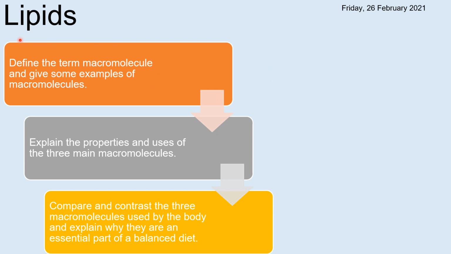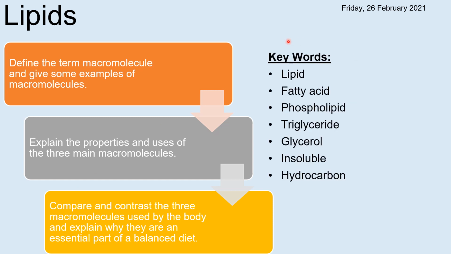So the learning objectives are the same as last lesson for the carbohydrate lesson, but we'll go through them just quickly. So bronze is to define the term macromolecule and give some examples of macromolecules. Silver is to explain the properties and uses of the three main macromolecules. And gold is to compare and contrast the three macromolecules used by the body and explain why they are an essential part of the balanced diet. And your keywords for today's lesson are lipid, fatty acid, phospholipid, triglyceride, glycerol, insoluble, and hydrocarbon.